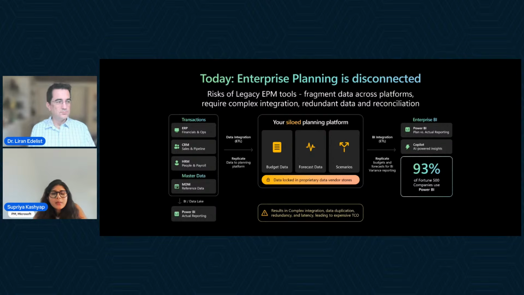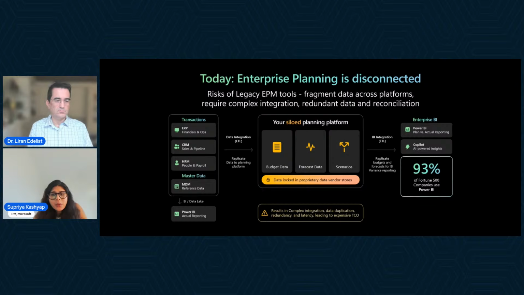And what does that do to your data or to your data estate? There is a lot of complex integration, a lot of data duplication, reconciliation, latency, expensive TCO, all of that issue arise. And that makes planning very inefficient and expensive. And the second problem, remember I said there are two problems. So one is the disconnected issue, right? What is the second issue?